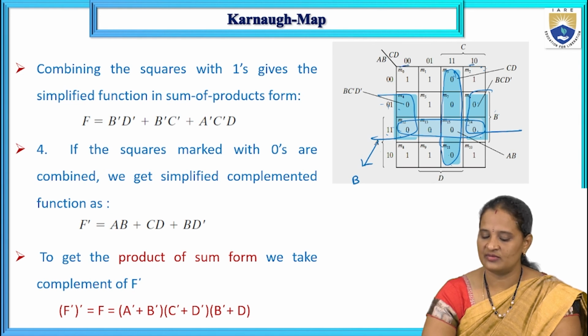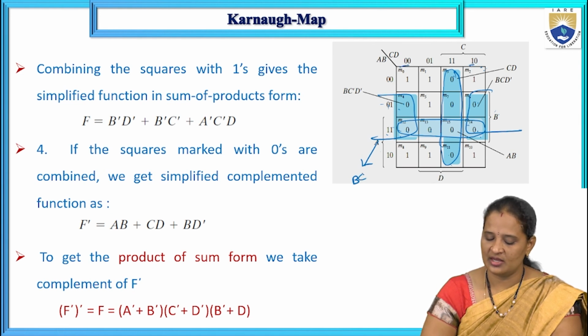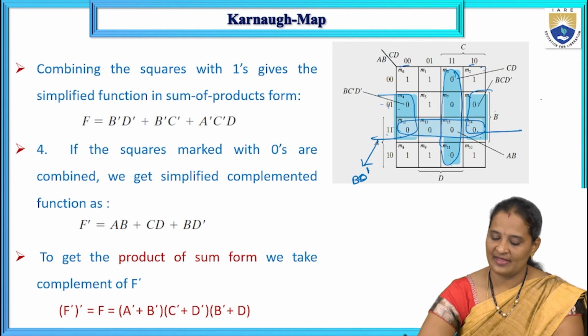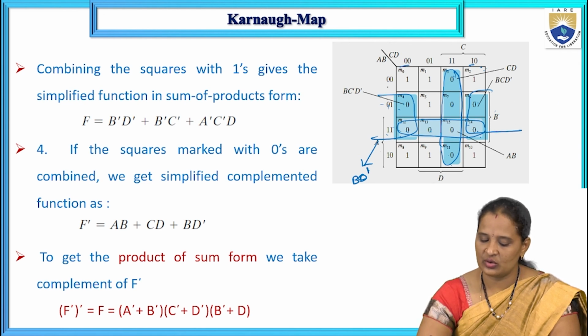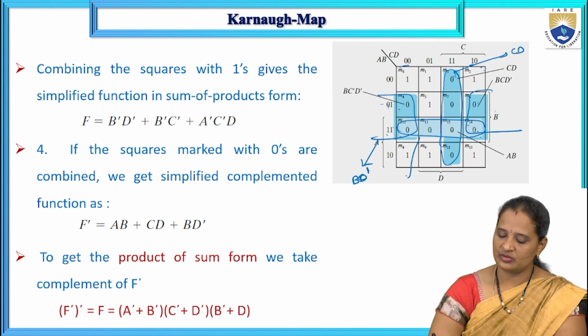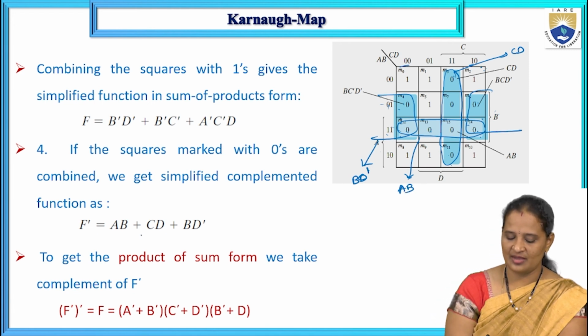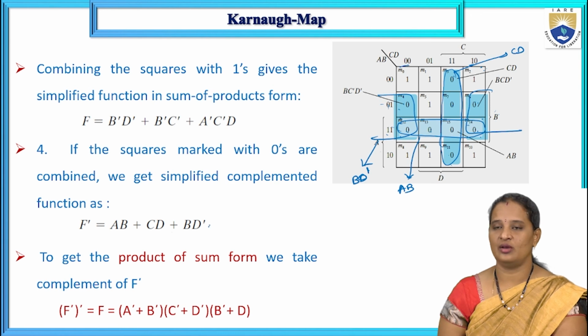So here C value is varying, eliminate C. D value is common, so BD complement. And then coming to this one, AB values are varying, eliminate AB, and CD values are common, that is CD. Now coming to this one, CD values are varying for all these 4 cells, AB values are common. So that is AB, CD plus BD complement.